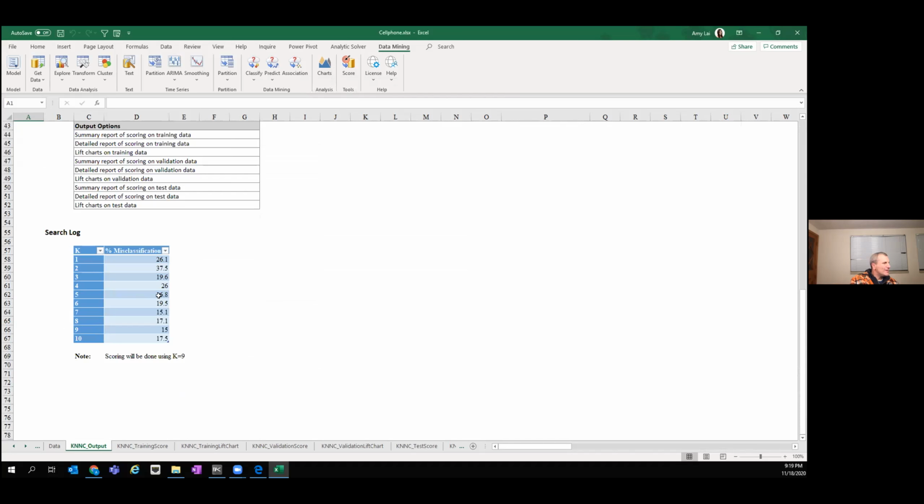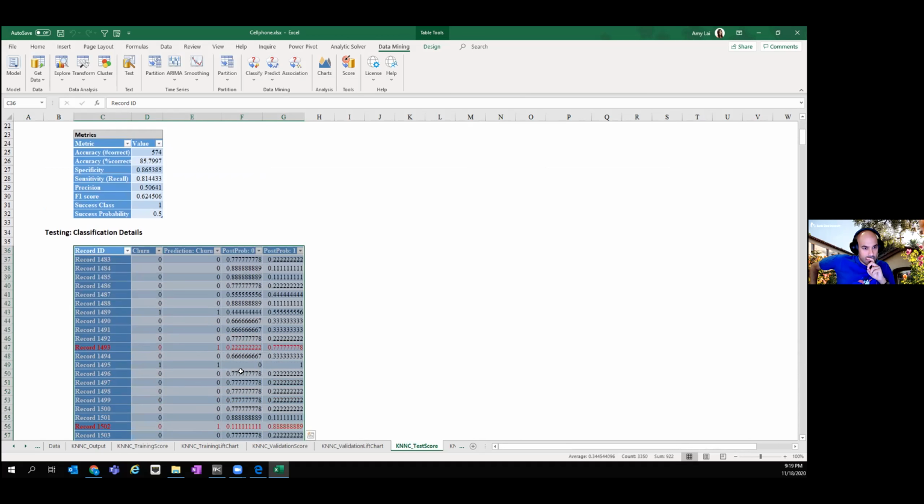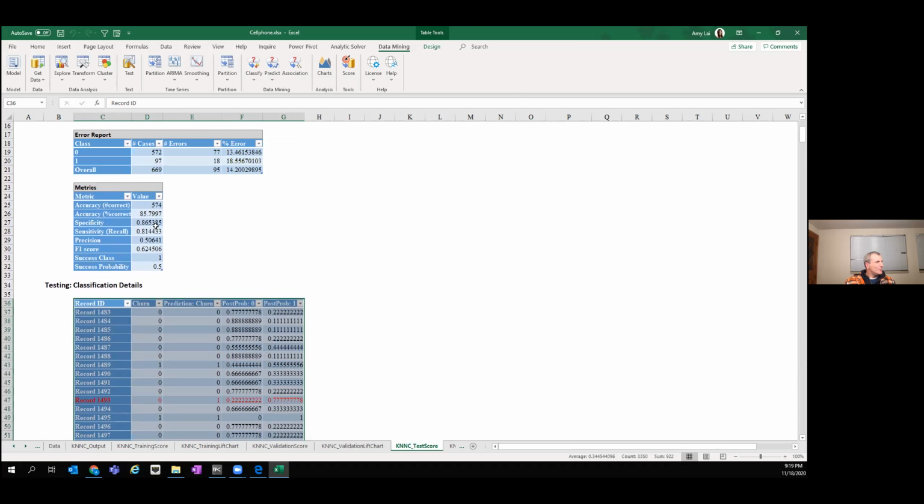Cool. So scoring is k equals 9. Nice. And k equals 9 is 15, so that's the lowest misclassification. And we're looking for a 0.6245 on the test set. Test set. Look at that right there. Booyah. You get your KNN badge.